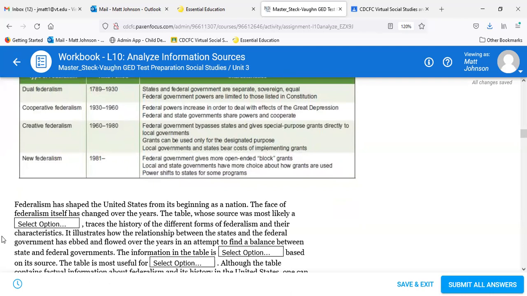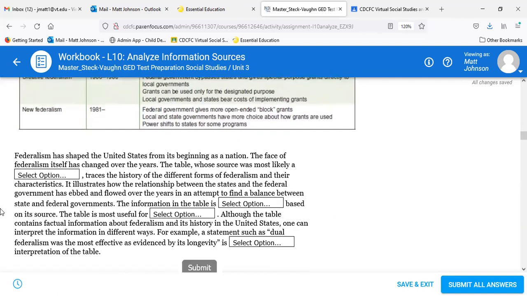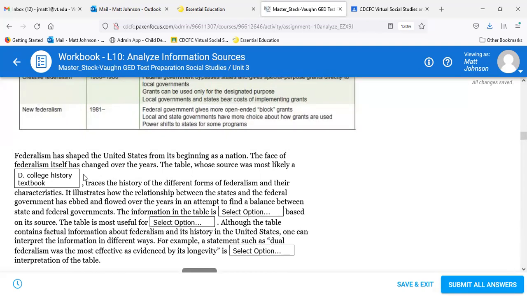So looking at our little drop-down boxes here, I'll read through and you guys can jump in with the answers. Federalism has shaped the United States from its beginning as a nation. The face of federalism itself has changed over the years. The table, whose source was most likely, where do you think this information would have come from? A journal entry, a newspaper editorial, a political speech, or a college history textbook? D. Yeah, this is definitely something I could see in a college textbook. When we're talking about having a chapter on federalism, political history, and boom, you'd have a graphic like that with information in it, a table like that for sure.